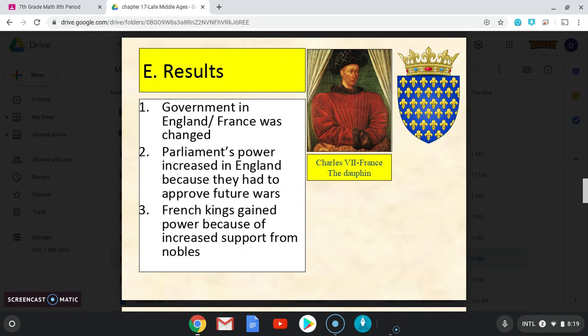Conversely, on the French side, the French kings get more power because the French nobles really got behind them and were willing to support them. So the English throne kind of weakens and the French throne kind of strengthens. End result, France retains control of France. The King of England doesn't control England. Although for several hundred years, the King of England will also claim to be the King of France. All right, guys.